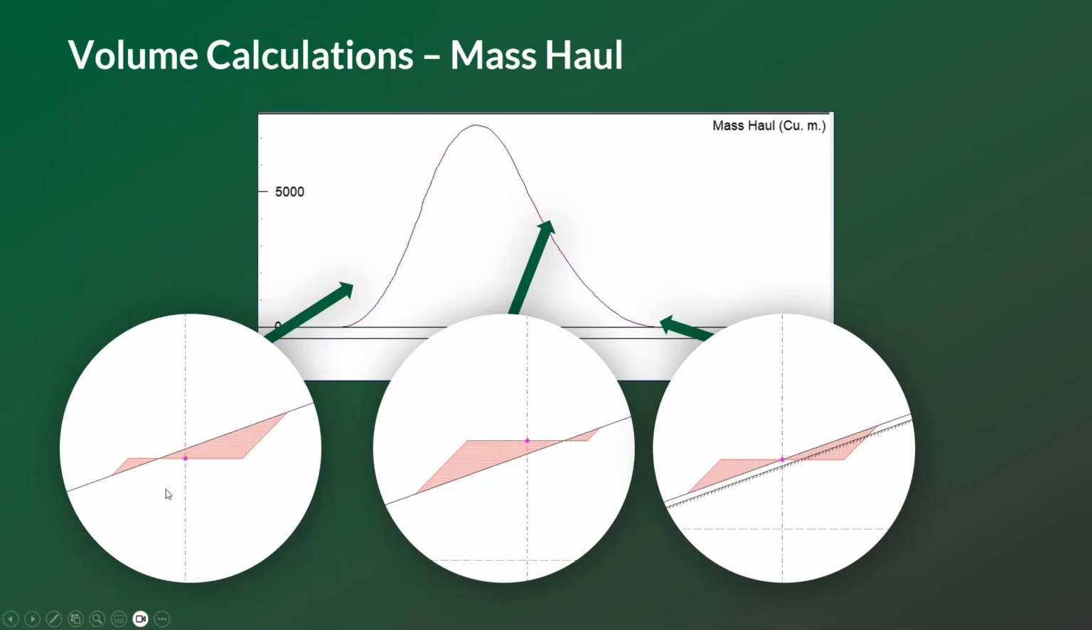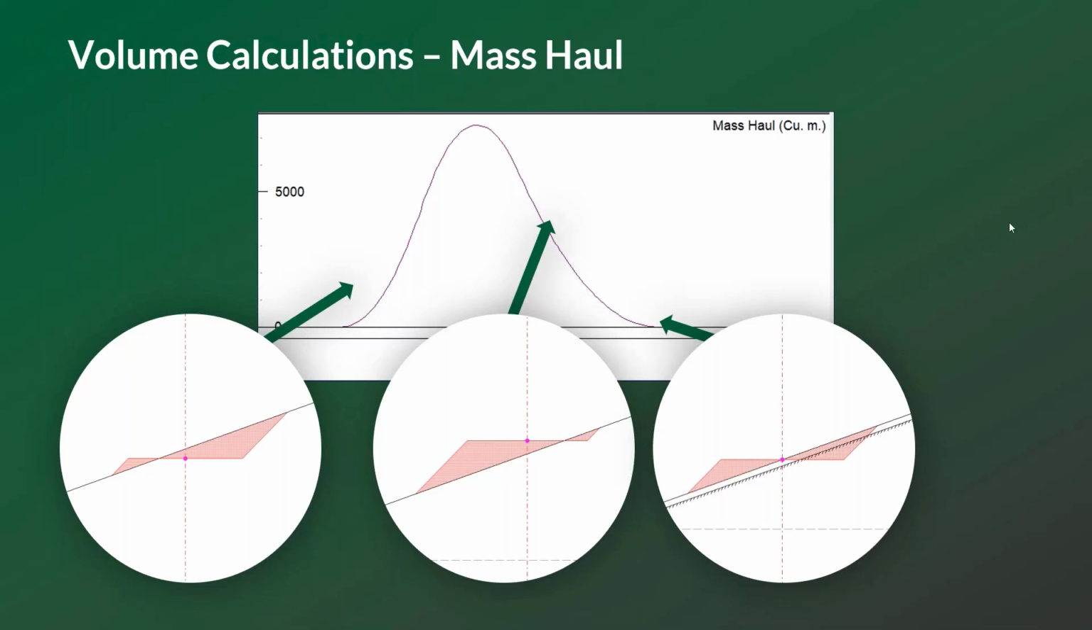As we start here on the left side with a cross section where we're predominantly in cut, when we're more in cut, the mass haul rises, and we're creating surplus. Moving into the middle cross section, as we have more fill, the mass haul is falling and we're creating a material deficit. And here on the end, as Matt was showing in his initial example, as we have a balanced or equal cross section, we have a flat mass haul.